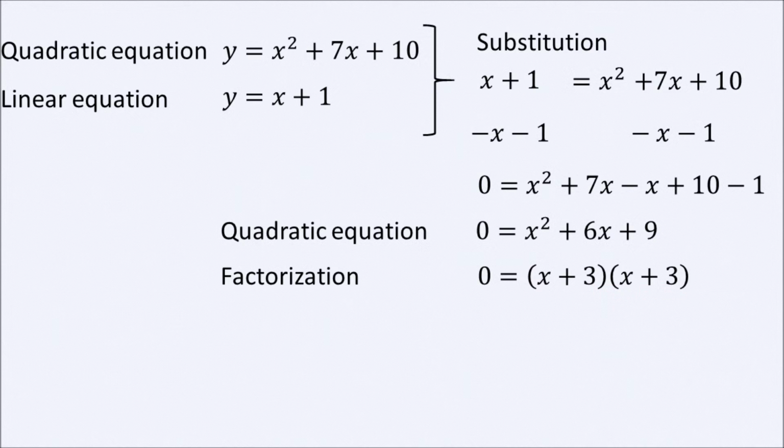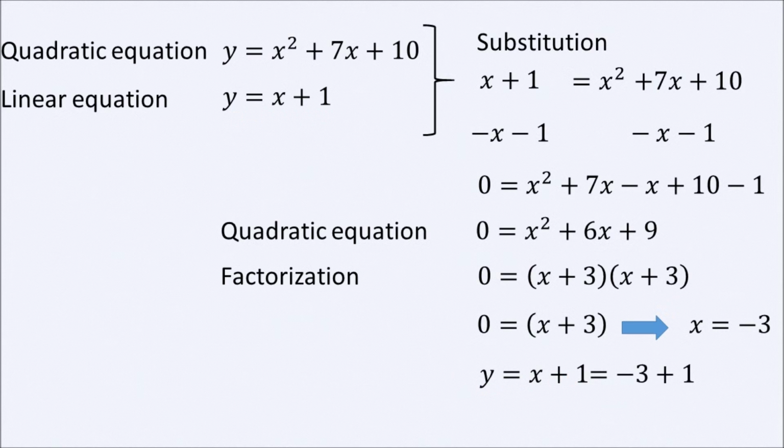Since the equation says that the product of these two brackets is equal to 0, we can easily deduce that 0 is equal to x plus 3, and therefore x is equal to negative 3. If we substitute this value of x in the linear equation over here, which is y equals x plus 1, we can easily get the value of y, which would be negative 3 plus 1, which is equal to negative 2, and hence the solution to this set of quadratic and linear equations is simply x equals negative 3 and y equals negative 2.